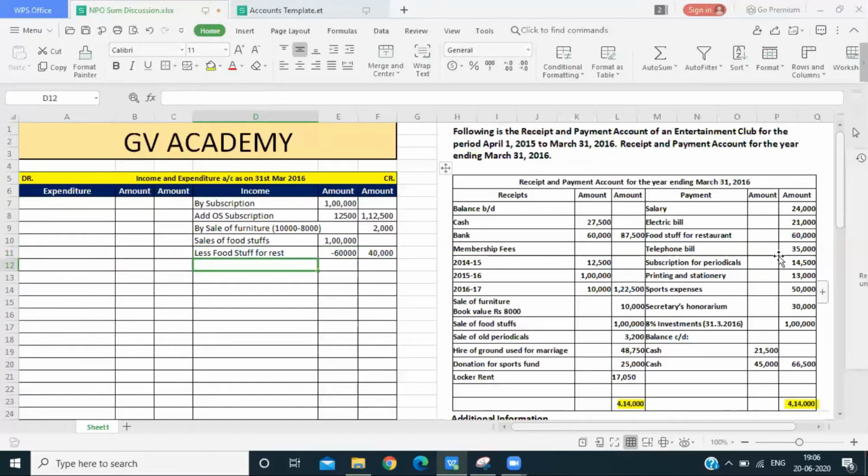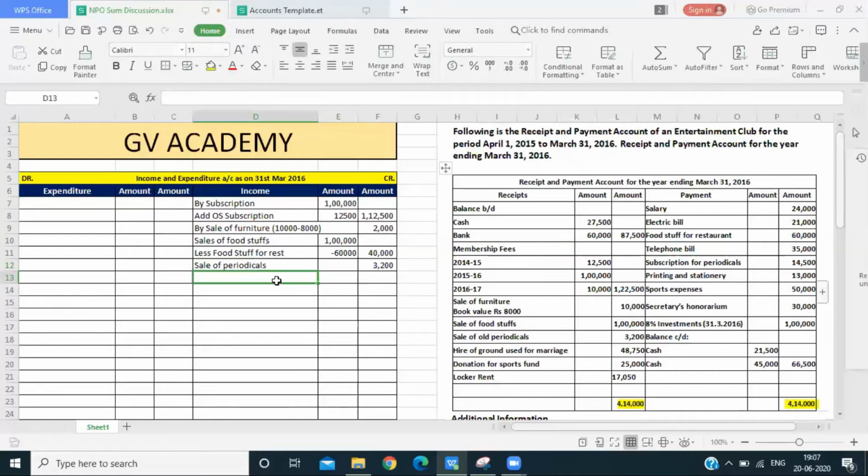income and expenditure account. So the next point is the sale of periodicals. As we all know that the sale of periodicals is revenue in nature, we will credit this in the income and expenditure account. Sale of periodicals, we have an income of 3,200.